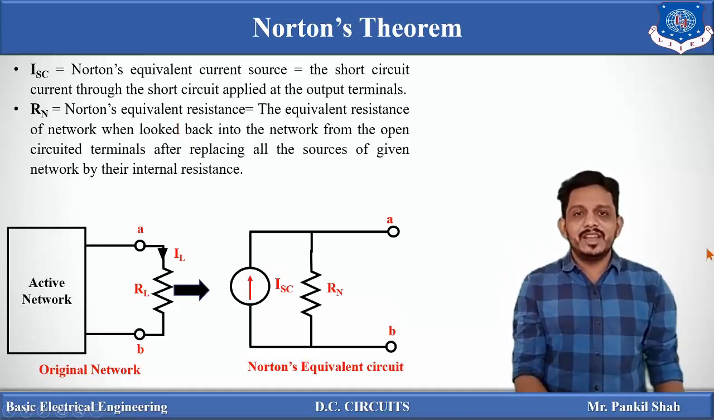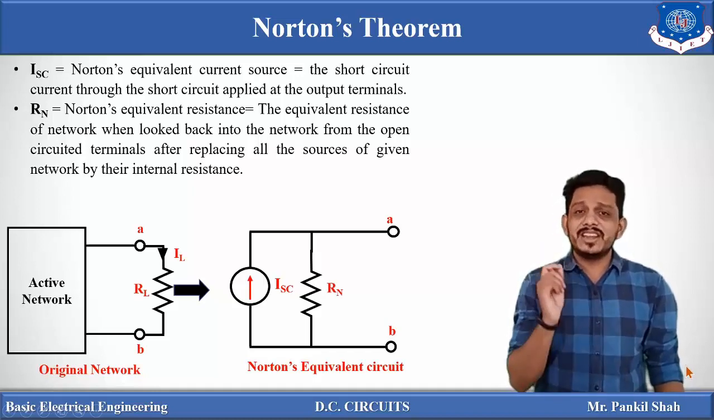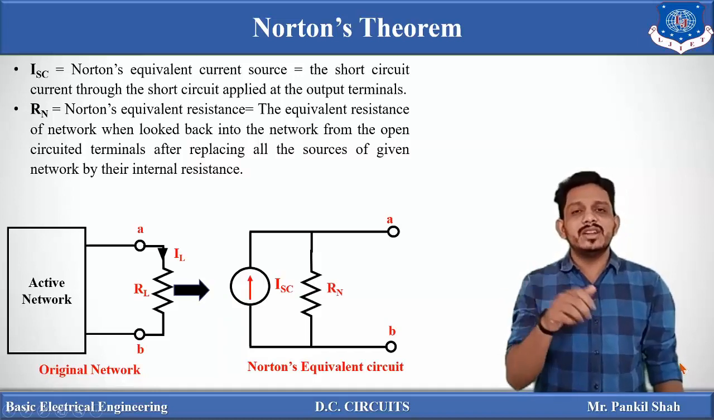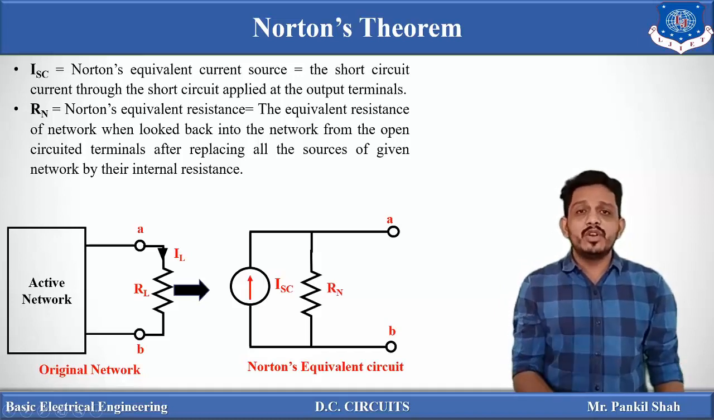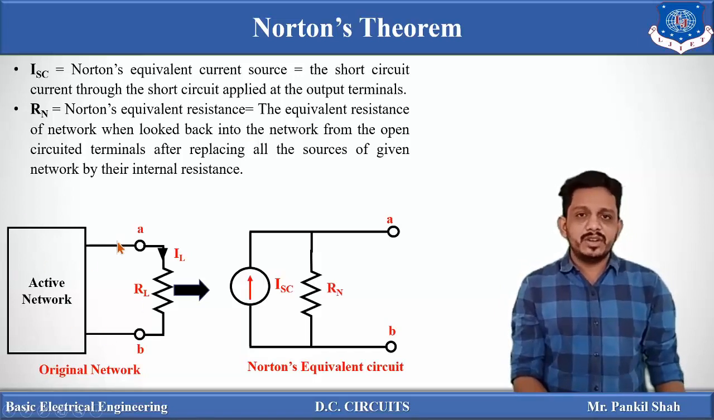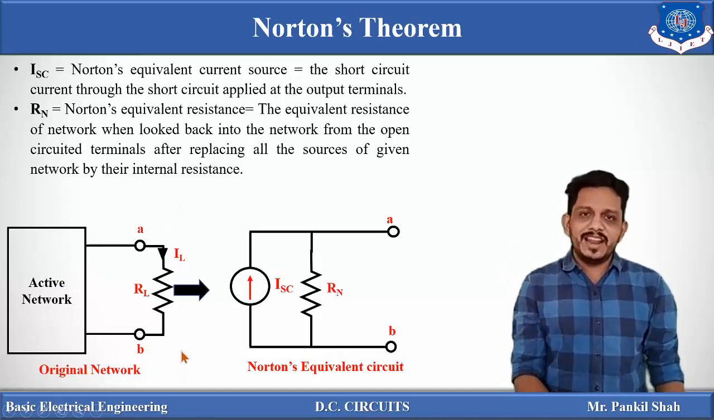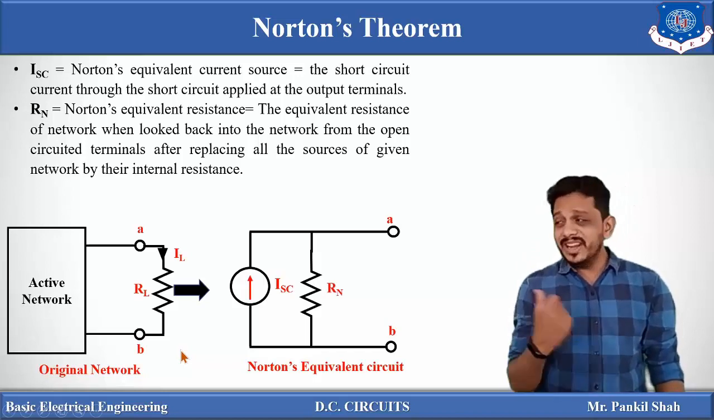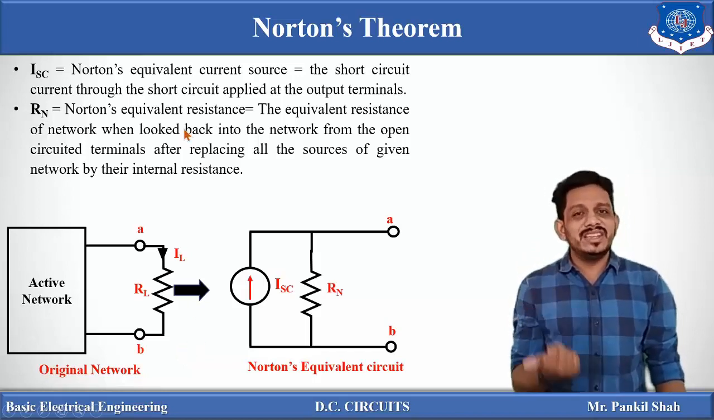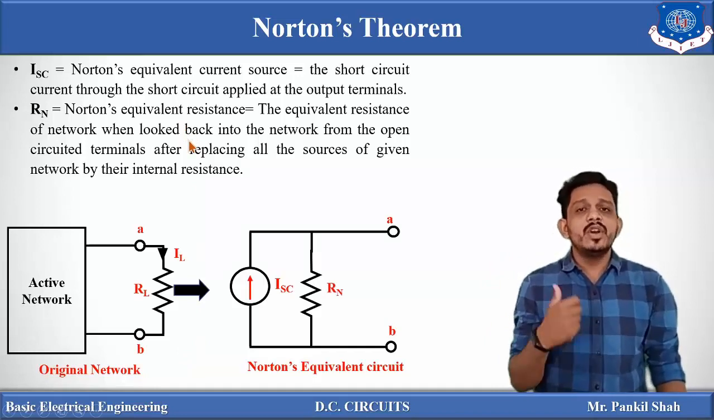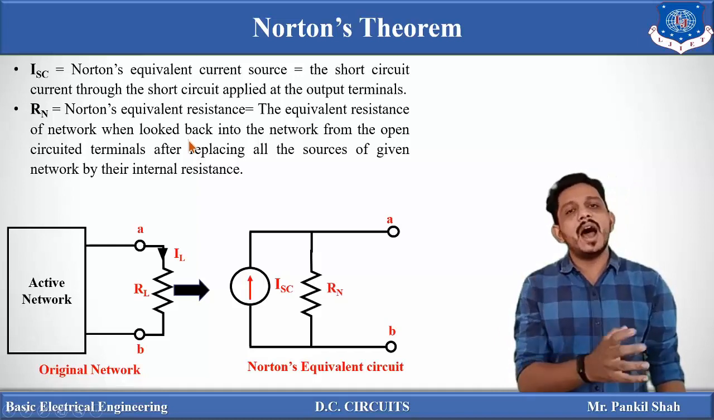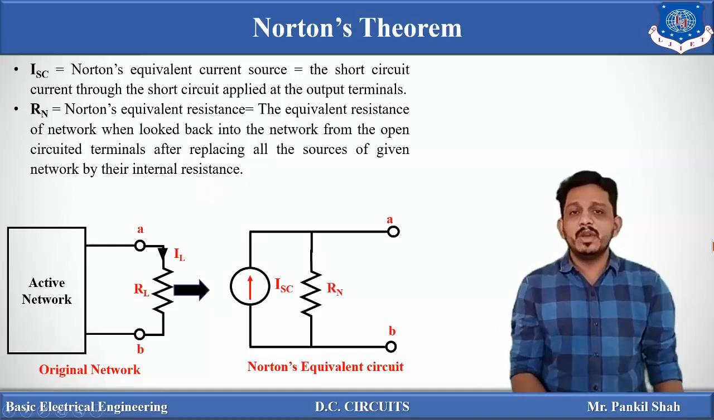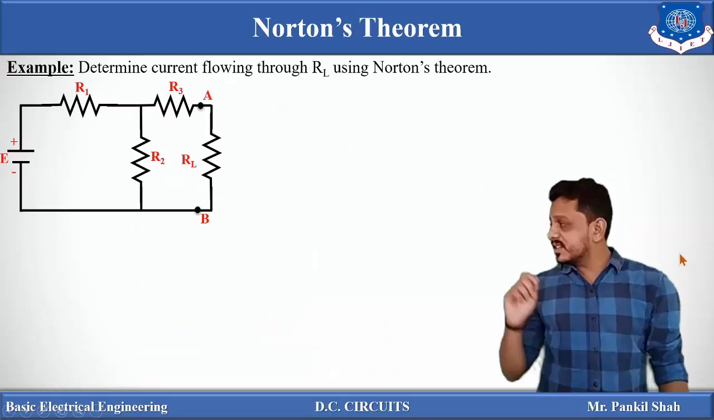RN is nothing but the Norton's equivalent resistance, and this step is just similar to what we used in Thevenin's theorem. That means you have to remove all the sources from the given network, open the terminals A and B, and find the equivalent resistance as seen from the AB terminals. It will be the same step as we have seen in the previous Thevenin's video, but just the name is changed. In the previous video, we were using RTH and here we are using RN. Also, you can use RTH here because the steps are the same. So now let's consider this example.